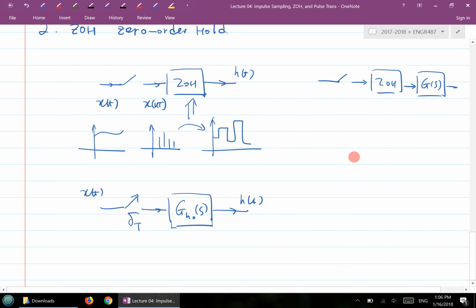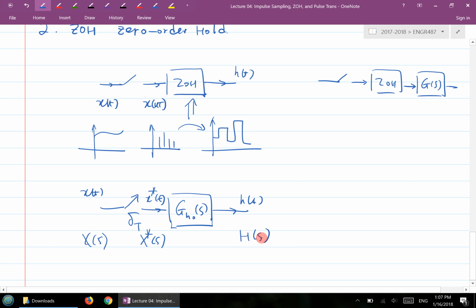So this is the idea here. How do we derive an S function for the zero order hold? I'm going to rewrite something we just learned. Basically this part is the impulse sampling, and here is your mathematical representation, which is what we're trying to do. And here we got our output.